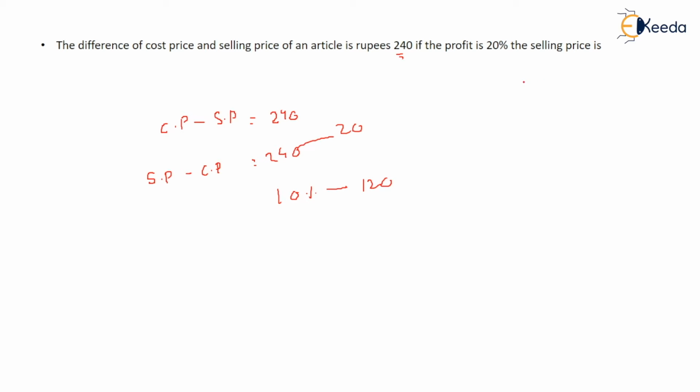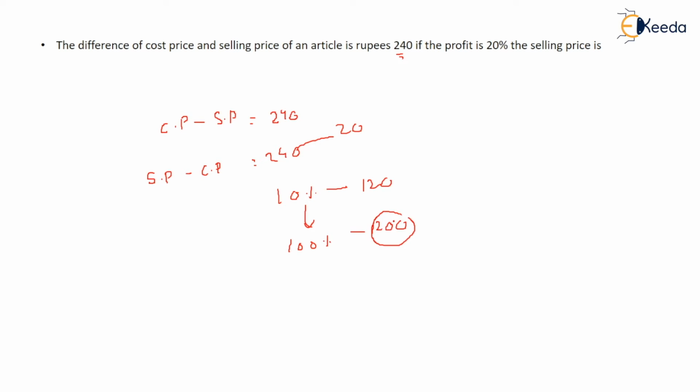So they asked you the selling price. So this is your profit. You are getting 10% as 120. Then 100% means how much amount? 1200. So this will be your actual amount or the selling price.